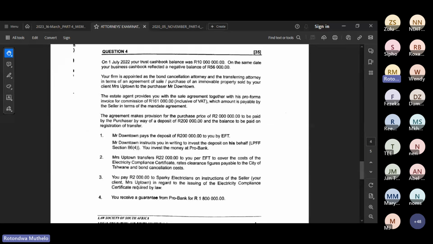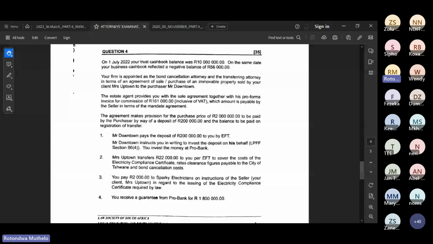And then there's the purchaser, the one who's buying. The one who's buying pays the conveyancer, the attorney. He also gets the bank guarantee from the bank. And usually it's him who invests the money, because it's his purchase money, so he invests it. So basically, that is conveyancing.